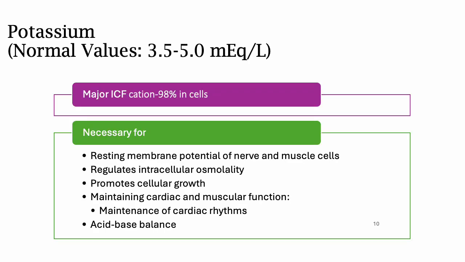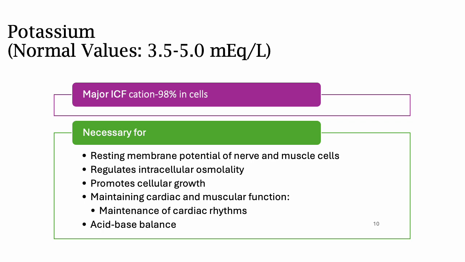All right, now we're going to move on to potassium. Normal values for potassium are 3.5 to 5 milliequivalents per liter. This is the major intracellular fluid cation, 98% in our cells. This is necessary for resting membrane potential of nerve and muscle cells, regulates intracellular osmolality, promotes cellular growth, and maintains cardiac and muscular function, so maintenance of cardiac rhythm.